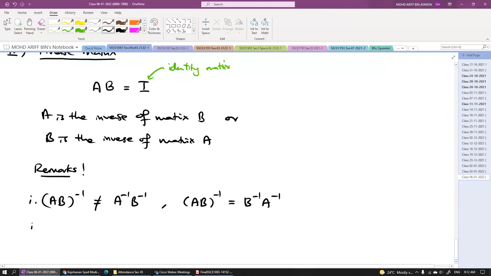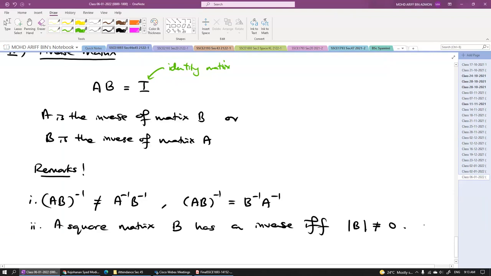The second thing that you should know here is the one that I mentioned. A square matrix, B for example, has an inverse if and only if, once again IFF, the determinant of matrix B is not equal to 0. This is the one that I explained just now for the inverse matrix.